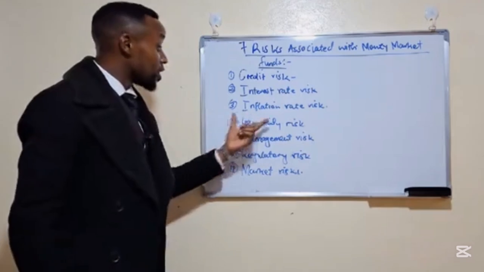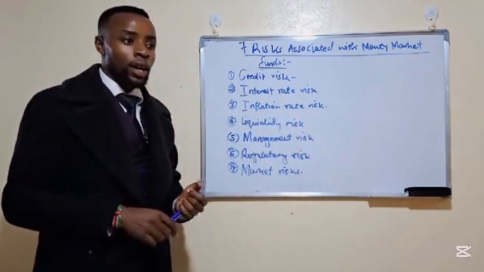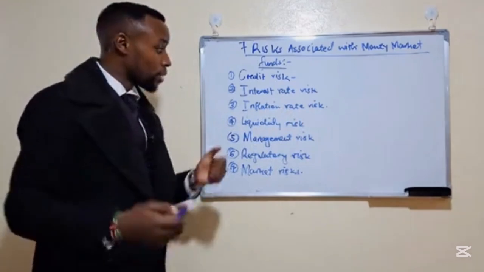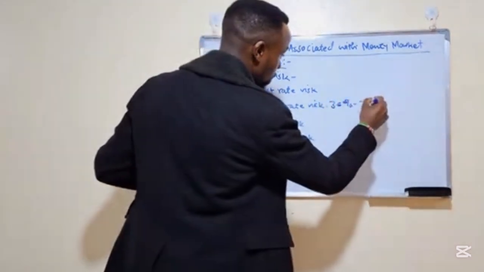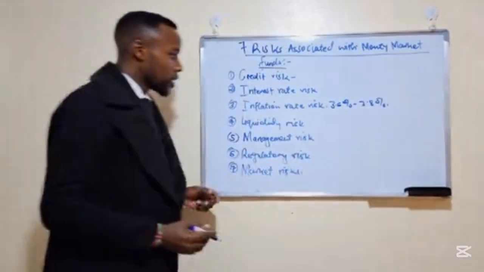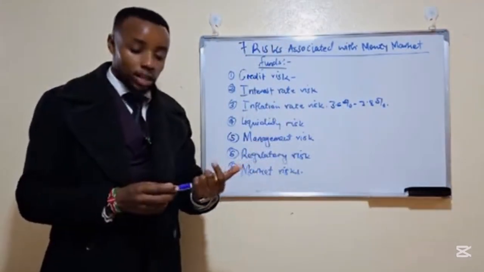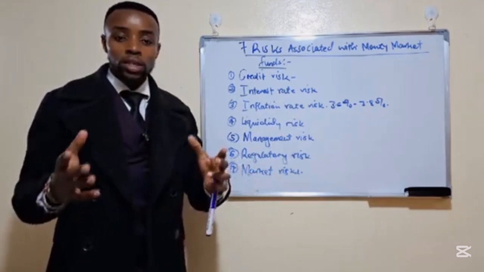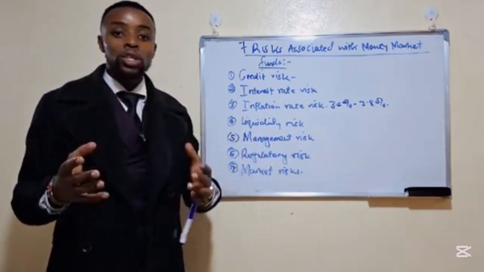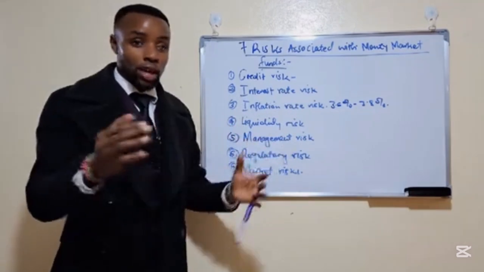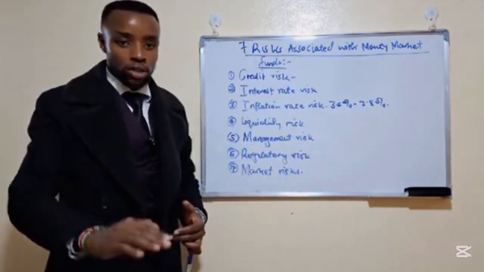The third risk is inflation rate risk, the inflation rate. And as at now, we are talking, it's about 3.6% to 3.8%. You realize now the inflation rate is 3.6 to 3.8%. Inflation is where the prices of commodities, the price of goods and services are going to go up. And when they go up, it means money loses value.